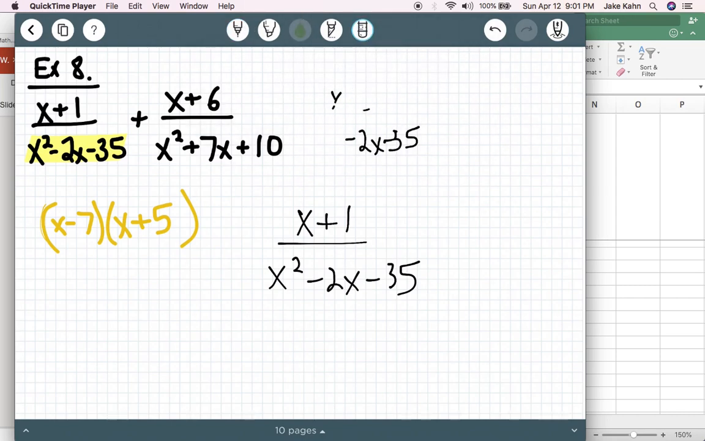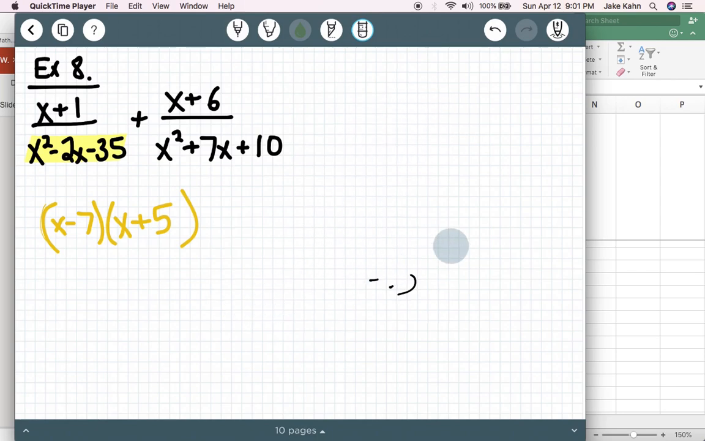And I was messing around before, I forgot to erase this. All right, so example number 8, we got 2 more to go. X plus 1 over x squared minus 2x minus 35 plus x plus 6 over x squared plus 7x plus 10. Factor everything first.